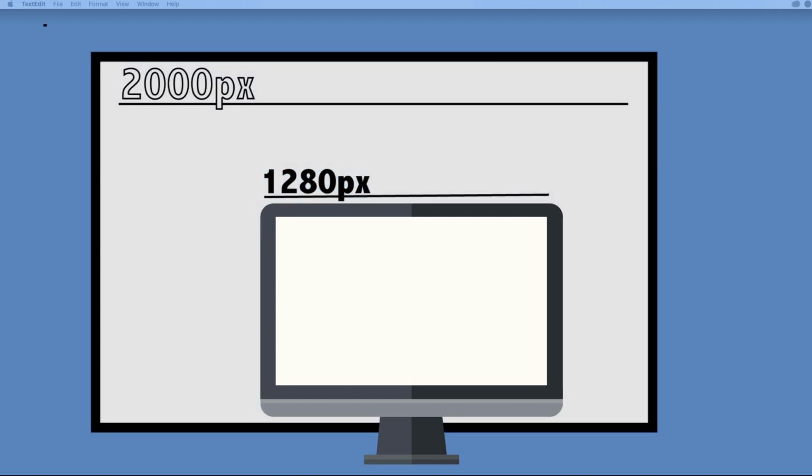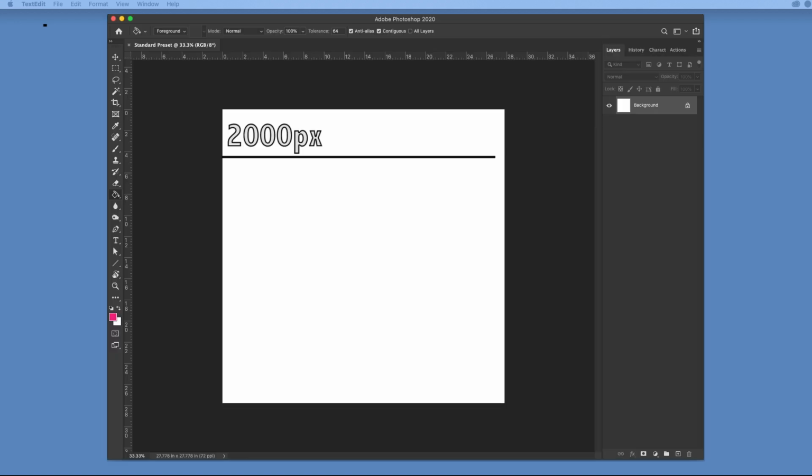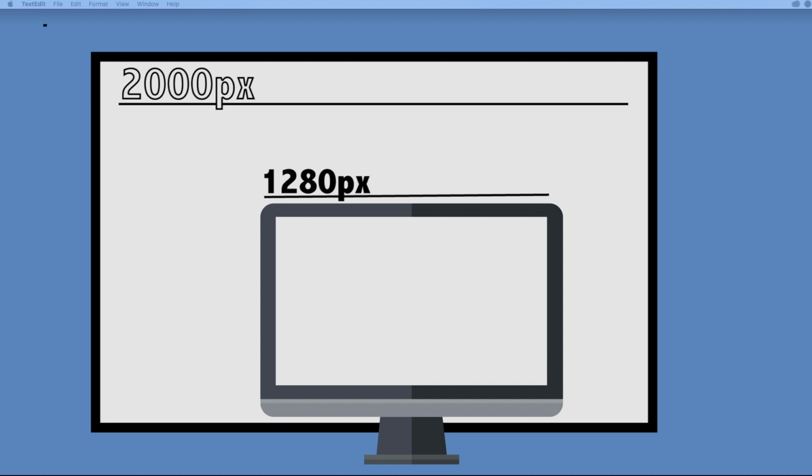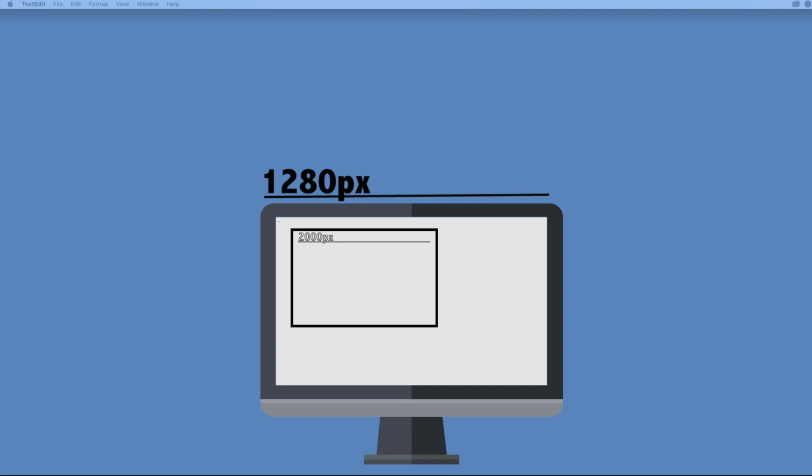If my screen resolution is only 1280 pixels across, how can it fit a document of 2000 pixels across? Here's a screenshot on how a 2000 by 2000 pixel document appears in Photoshop. If you look on the upper left of this document, you will see 33.3%. That's 33.3% of the original size of this document. So, in other words, if the document dimensions are larger than the computer's screen resolution, Photoshop shrinks the canvas for us to work on.